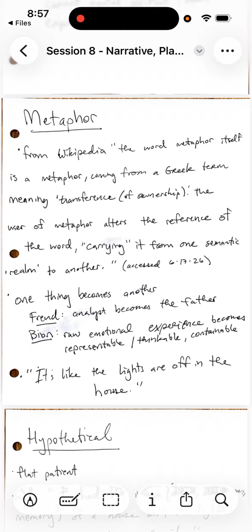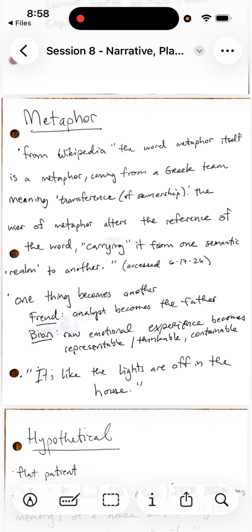So, metaphor, and this is from Wikipedia. I didn't make up this definition, but I thought it was a pretty nice one. The word metaphor itself is a metaphor, which is really kind of a neat way to think about it. It comes from a Greek term meaning transference or ownership. The user of metaphor alters the reference of the word, carrying it. The Greek term can also mean carrying it from one semantic realm to another.